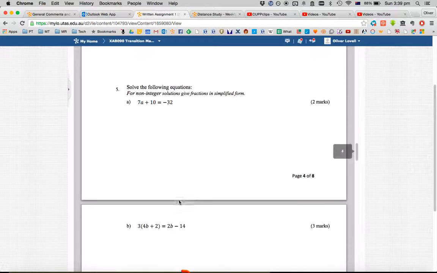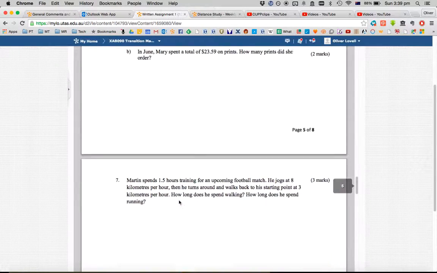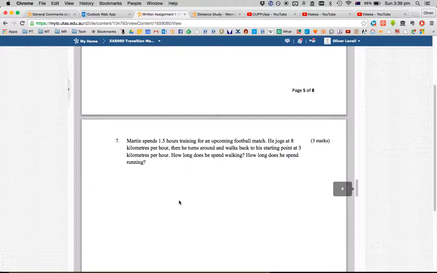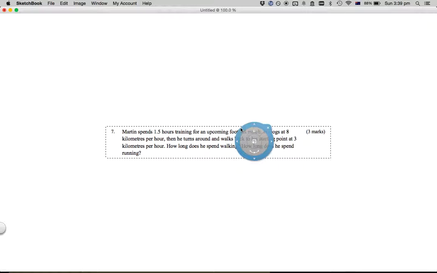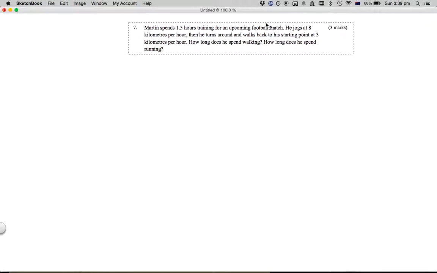Aha! Question 7, the dreaded question 7. Some people did really well with this. Quite a few people had a bit of a struggle. That's okay. Doing word problems is going to take a bit of time to get used to, but I thought I'd do it for you guys here.